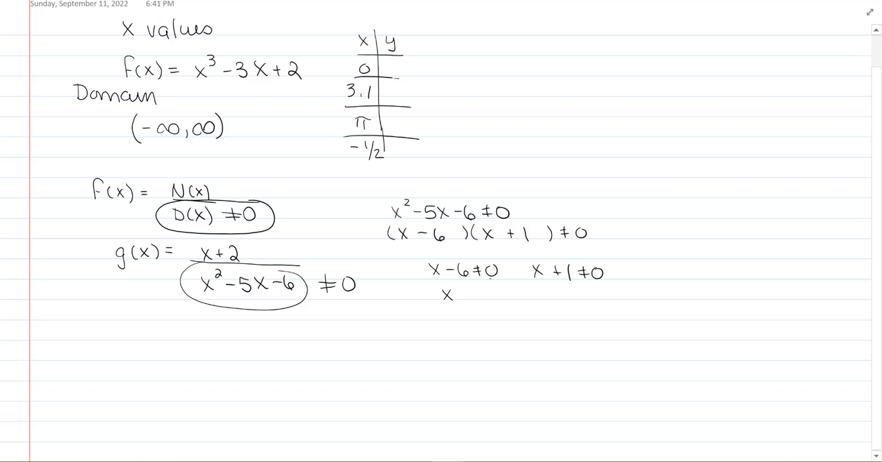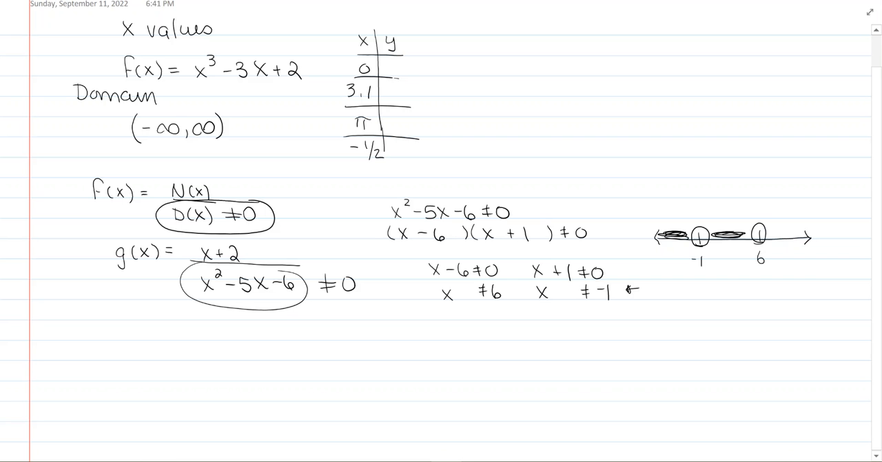So x not equal to 6, add 6, and x not equal to negative 1, subtract 1. These are the two numbers that you have to avoid. Otherwise, you can pick any number you want on the entire number line. So to say not equals on a number line, we put an open dot. But it can be all the other numbers.